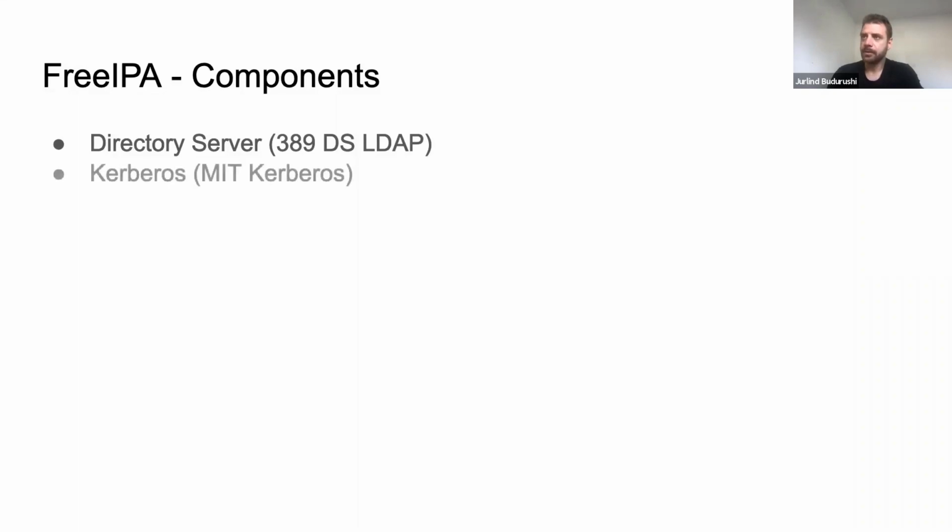So let me continue with the next component that you would find in FreeIPA, which is Kerberos. It implements the MIT Kerberos. It provides the authentication services for the entire FreeIPA realm, so for users, services and other components. And it's a base component on the FreeIPA server.